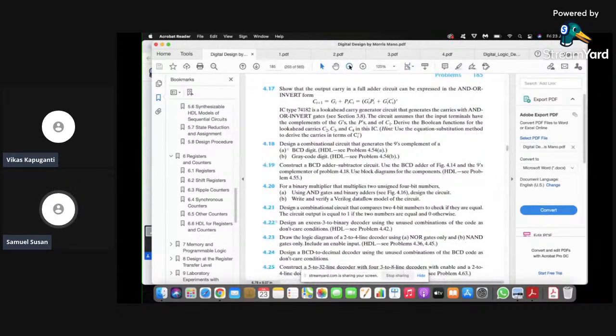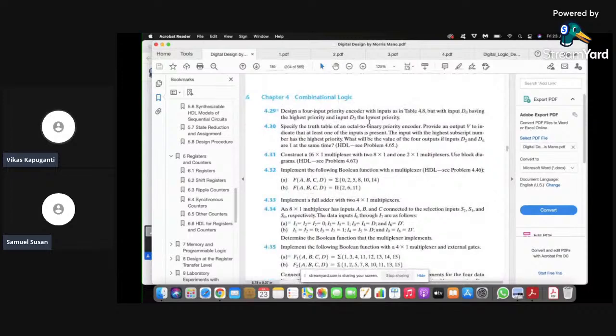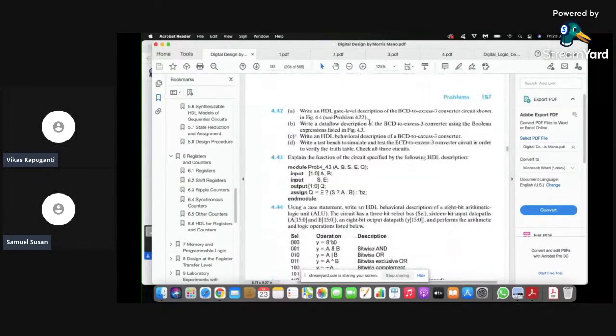Is there any other questions from the fourth chapter? Like 4.3, adders, subtractors, decoders, multiplexers. Yeah. What HCL do we have, sir, here?